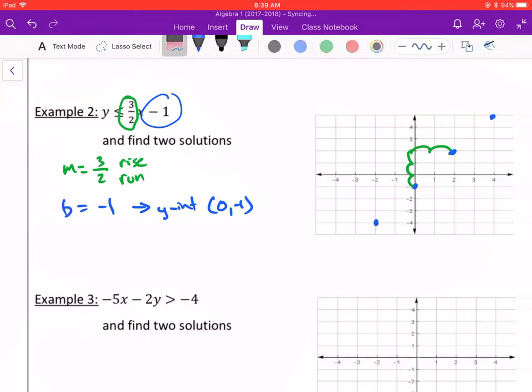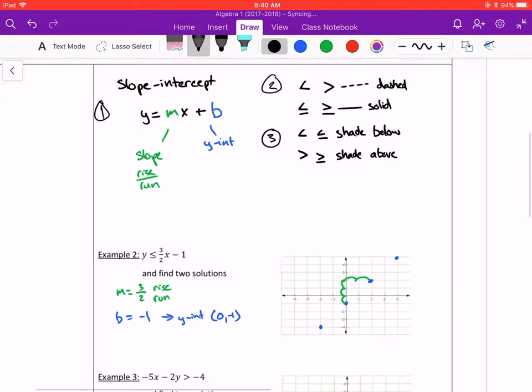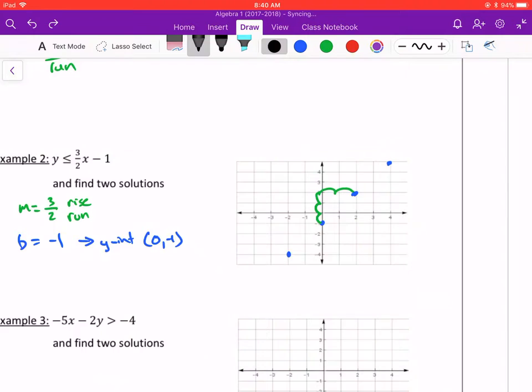And then from here, you want to look at your symbol. I'm going to erase this to show our symbol. Your symbol here is a less than or equal to. Notice that line underneath? That means it's or equal to, so you will actually have that line on there. It's going to be a solid line. So anytime you see less than or equal to, we're going to have a solid line and we're going to shade below. So let's draw in our solid line, and then shade below. Below the graph, always think up and down. Right here would be below.